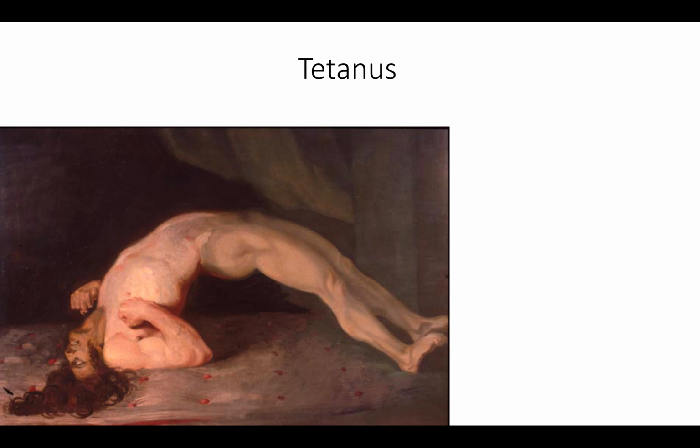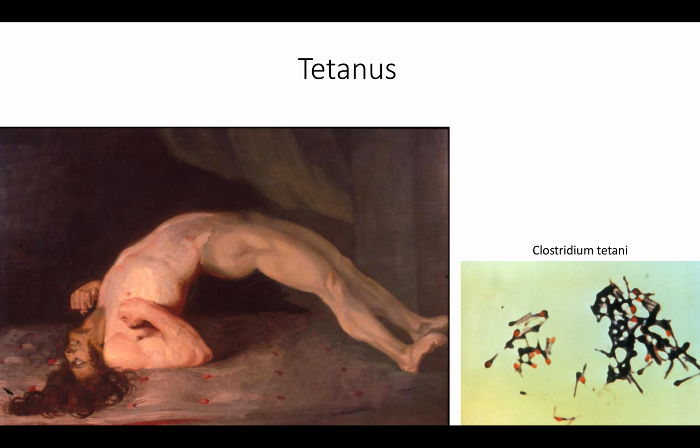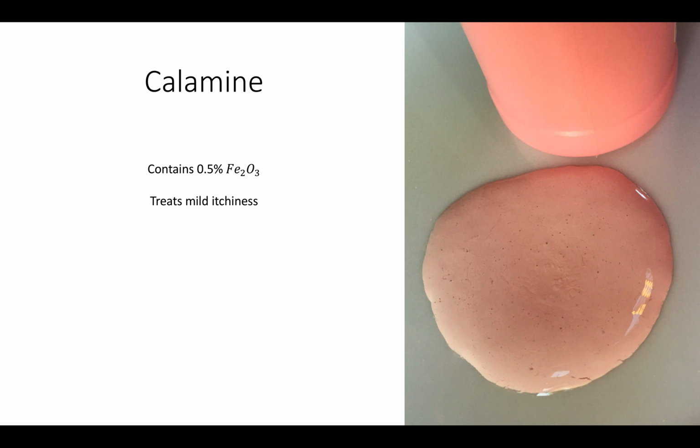With tetanus you have uncontrollable muscle spasms and contractions, as you see here. But it's not rust itself, it's not iron(III) oxide that causes tetanus, rather it's a microbe, Clostridium tetani, that lives in rust. Actually, rust, iron(III) oxide, is used in some medicines, including the over-the-counter drug calamine, which treats mild itchiness. It's only 0.5% rust, or 0.5% iron(III) oxide, but it's still in that medicine.